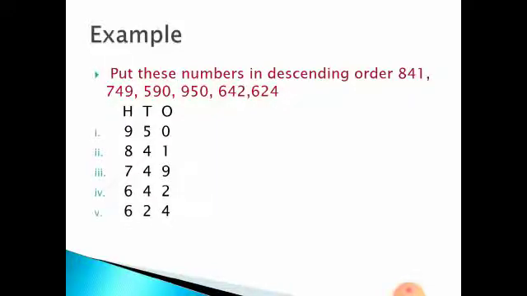642, 624, and the last one is 590. These are total 6 numbers written in descending order.